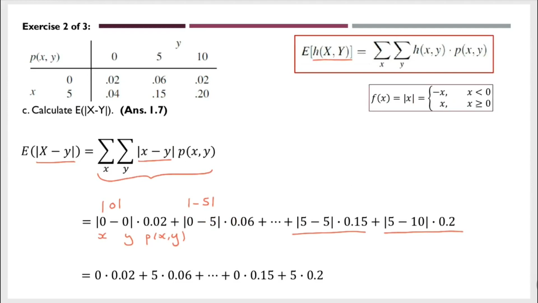And then you need to remember to take the absolute value of the differences. So this minus 5 is what becomes positive 5 in there. And then here you end up with a minus 5 again, which becomes positive 5. And when you now calculate this, this is how you'll get the answer of 1.7.